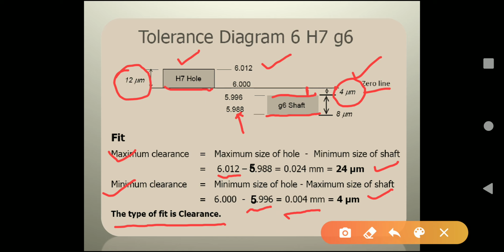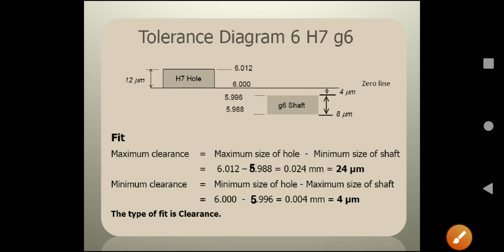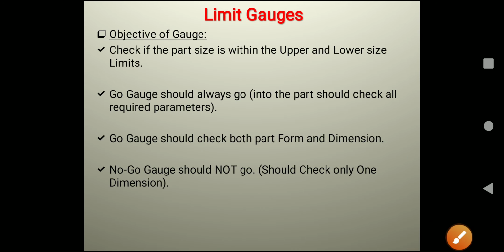Let us see the next content. Here we are going to discuss limit gauges. As we know, why limit gauges are used, and what is the difference between limit gauges and measuring instruments. Today we are going to discuss the main objective of a gauge, which is to check if the part size is within the upper and lower size limit. Limit gauges are used for checking the upper and lower limit sizes of a particular component.